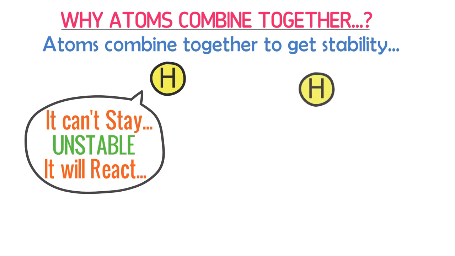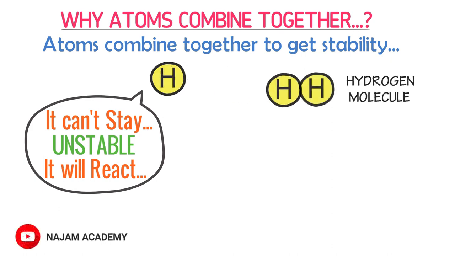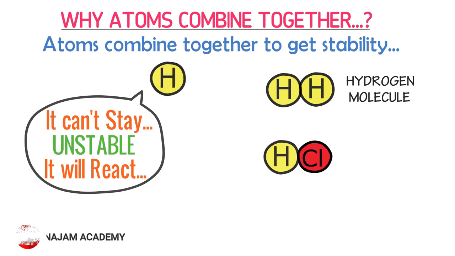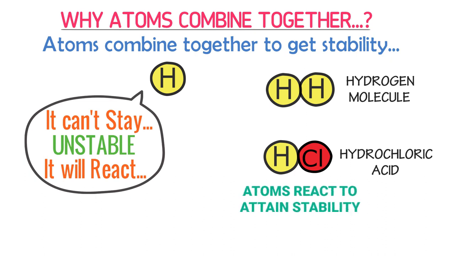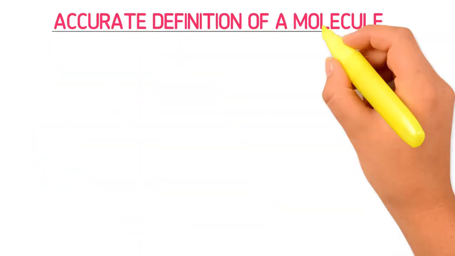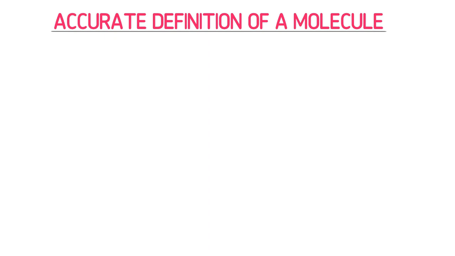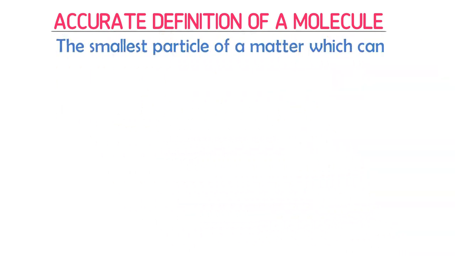For example, it may react with another hydrogen atom to form a hydrogen molecule, or it may react with a nearby chlorine atom in order to form HCl, or a molecule of hydrochloric acid. Thus, remember that atoms react with one another in order to attain stability. Now, the second and most accurate definition of a molecule is: the smallest particle of matter which can exist free in nature is termed a molecule.